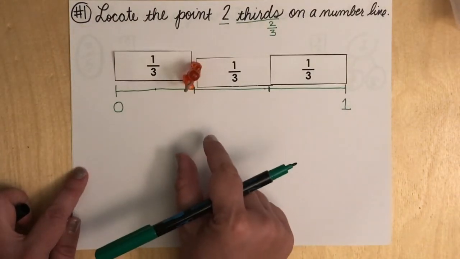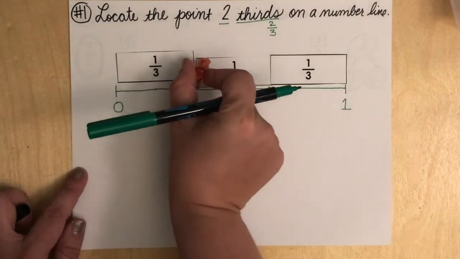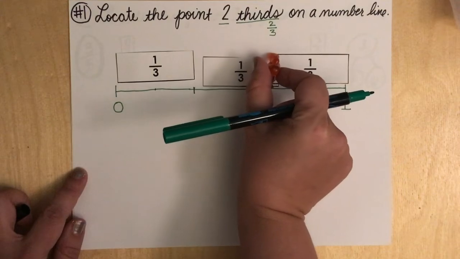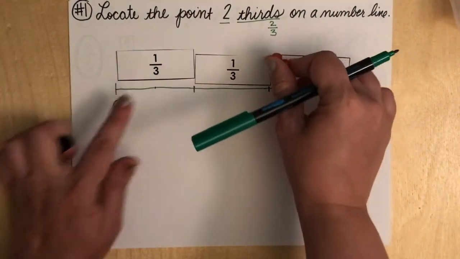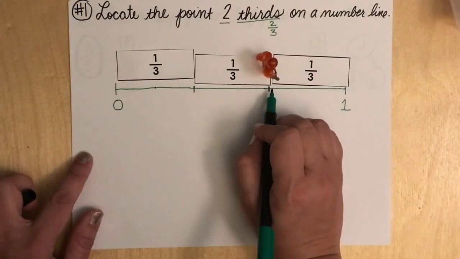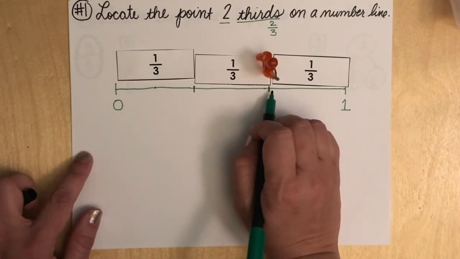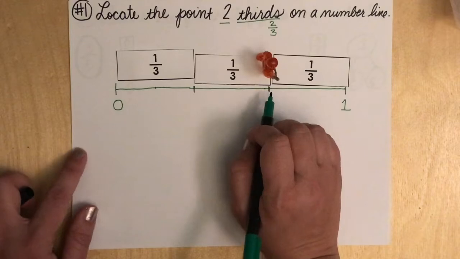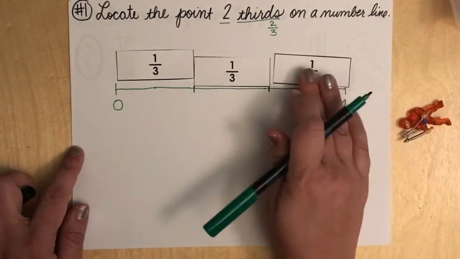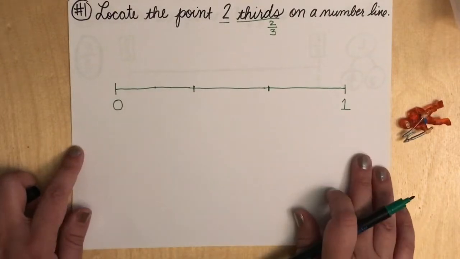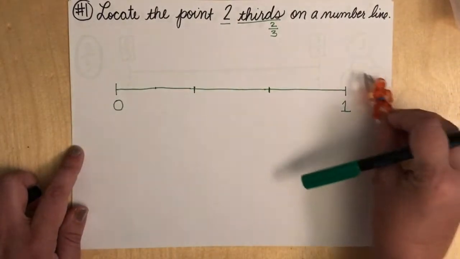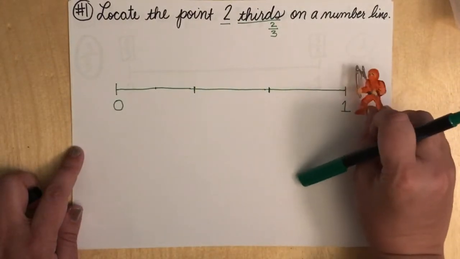Now, if he wants to travel 2/3 of the way down the line, he's got to walk the whole entire way until he gets to the end of the next third. And then we can put our line there to show where the end of the second 1/3 is. So now that you guys have labeled those, we can go ahead and add some more labels to our number line.